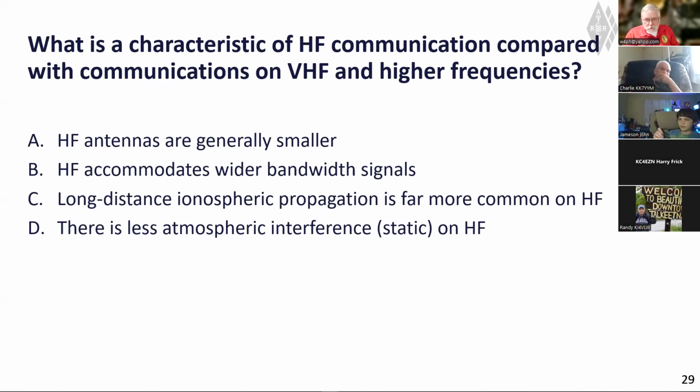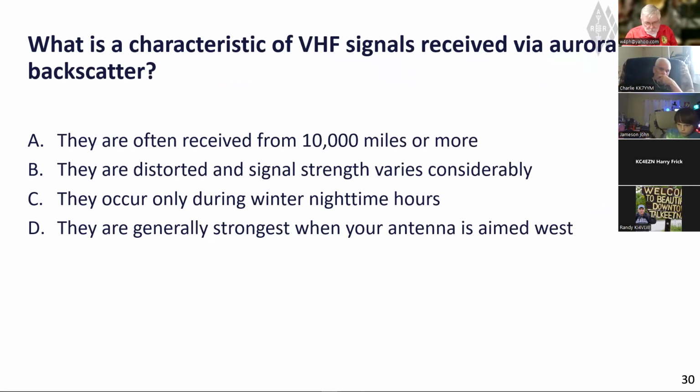What is a characteristic of HF communication compared with communications at VHF and higher frequencies? And that would be long distance ionospheric propagation is far more common on HF. That's why it's more fun. What is a characteristic of VHF signals received by auroral backscatter? They are distorted and signal strength varies considerably.